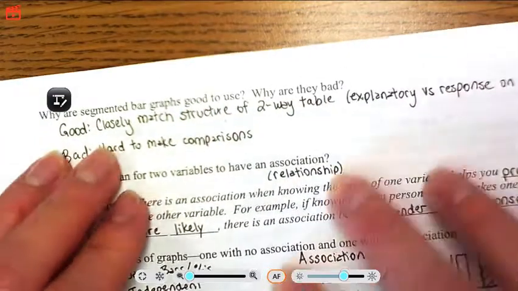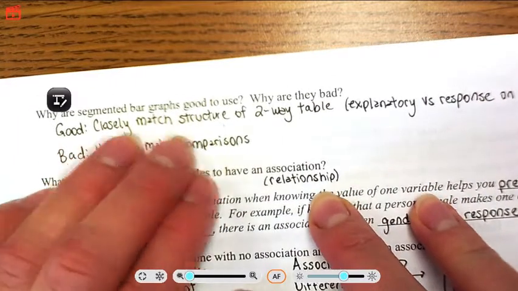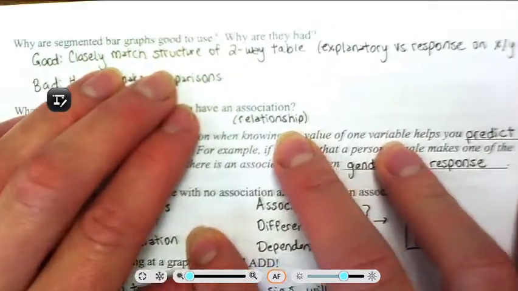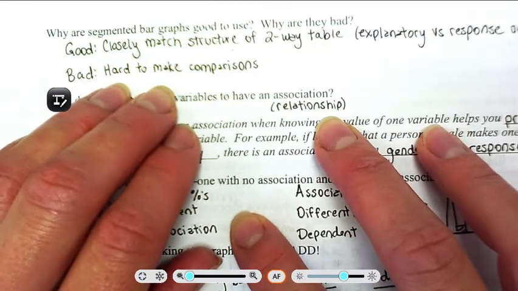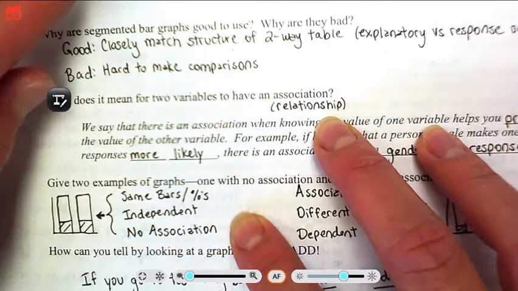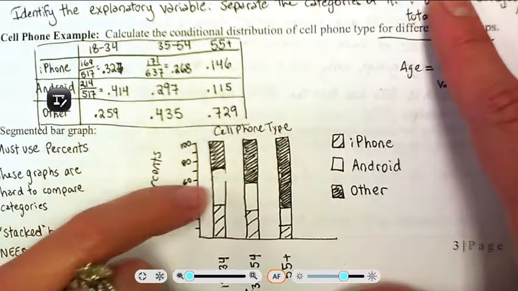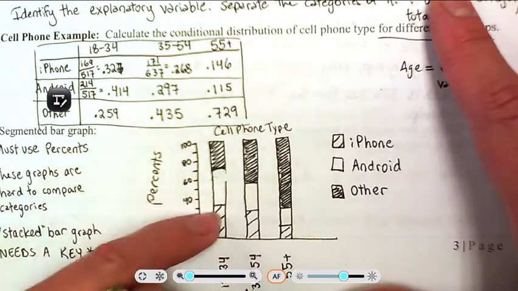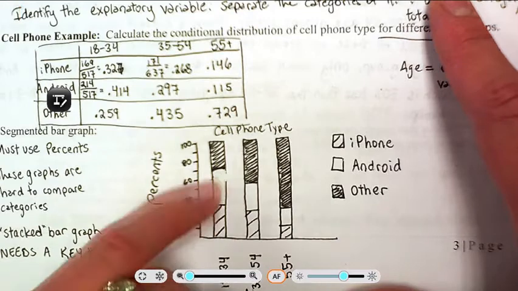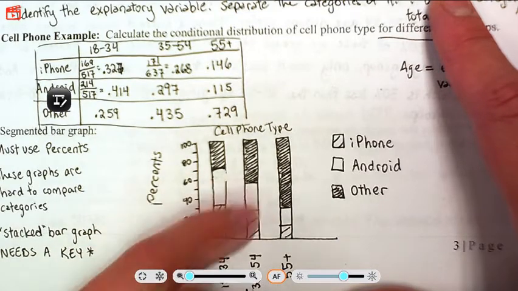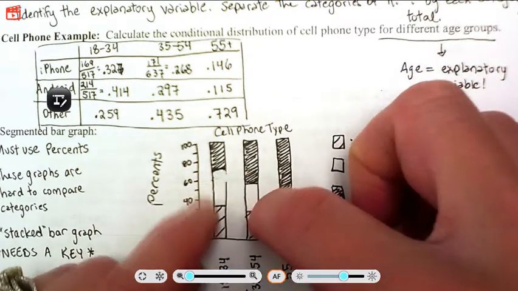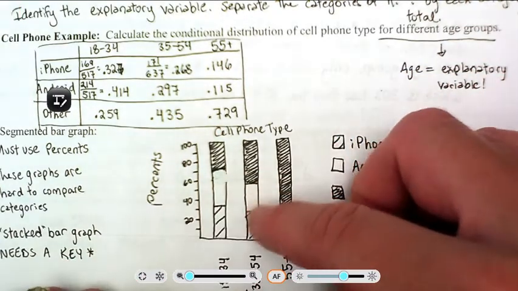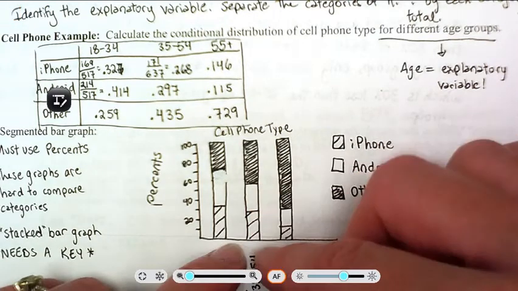Why are segmented bar graphs good to use? Why are they bad? They're good because they closely match the structure of a two-way table, the explanatory versus the response on the XY axis. They're bad because they're hard to make comparisons. So sure, in this one, we can see the use of other has increased drastically, but I can't really compare numerically if I didn't have a table here. I can't compare how much this shrunk by because it's really hard to go across here and subtract and get that percent quite right, okay?